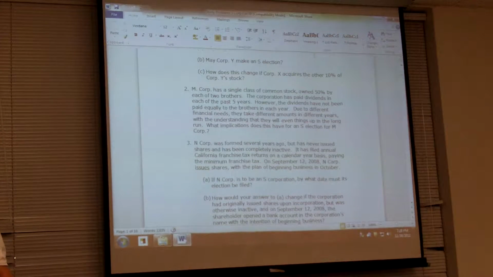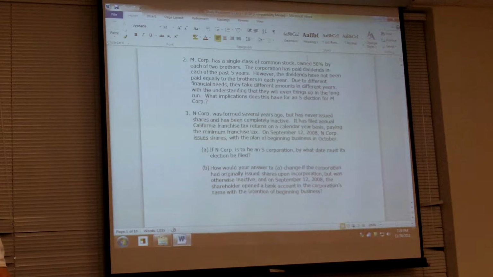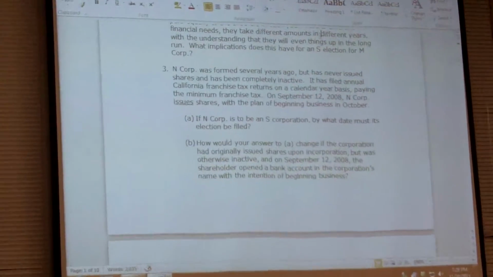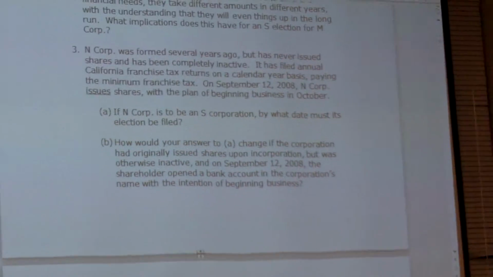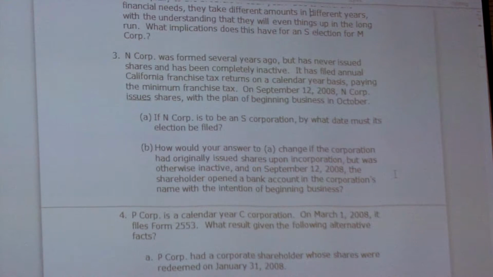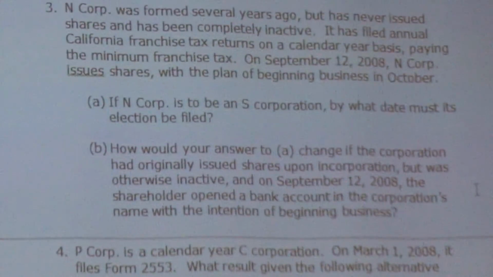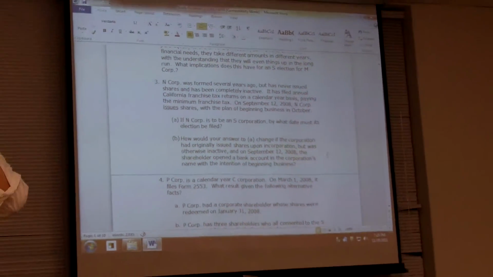Now, if we look here, N Corp was formed several years ago, but has never issued shares and has been completely inactive. Let's see. Okay. Never issued shares, been completely inactive. It has filed annual California franchise tax returns on a calendar year basis, paying the minimum franchise tax. On September 12, 2008, N Corp issues shares with the plan of beginning business in October. If N Corp is to be an S corporation, by what date must its election be filed?